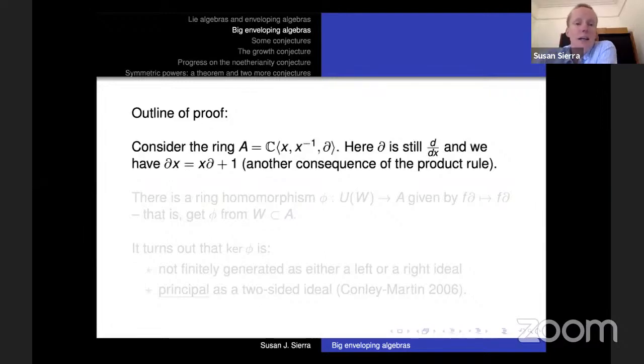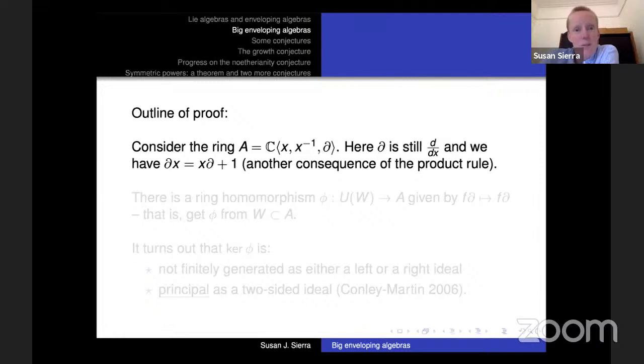So I'm going to look at an associative ring, which I'm going to write, this is not standard notation, but I hope you'll bear with me, as polynomials in x, x inverse, and del. So del here is still d by dx. And here the product rule tells us that del times x is x del plus 1. If I didn't have the x inverse, this would be a ring that is called the Weyl algebra. With the x inverse, it's, I guess, the localized Weyl algebra.